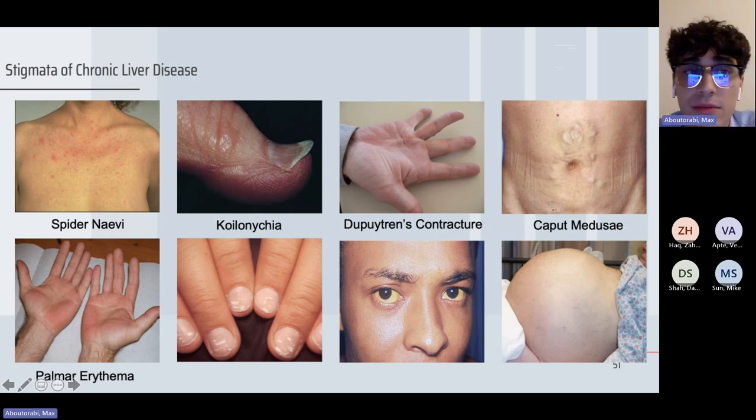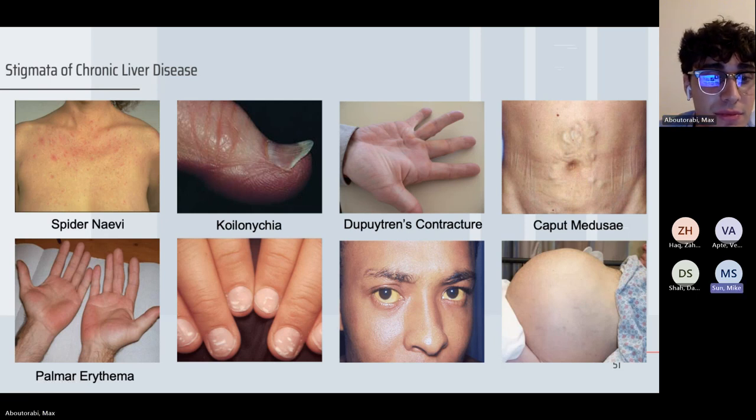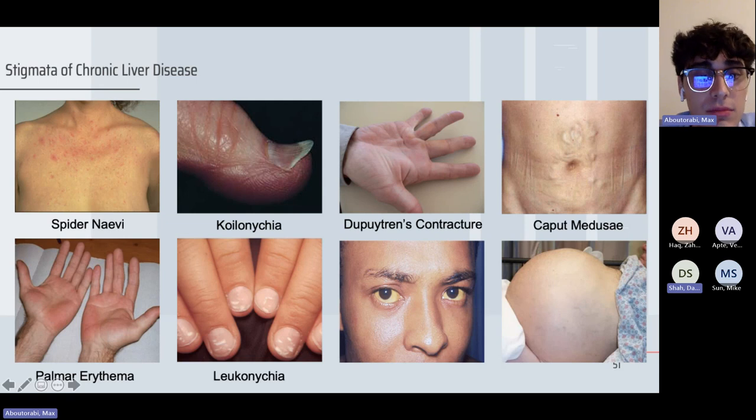Does anyone know what six is? Leukonychia. Yeah, again, another nail change that you want to look out for on your OSCEs, which could be a sign of a liver condition or iron deficiency. Number seven is quite a common one, definitely something that you should always look out for on the hepatology ward or gastro ward.